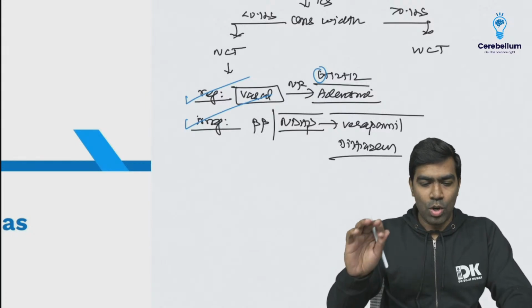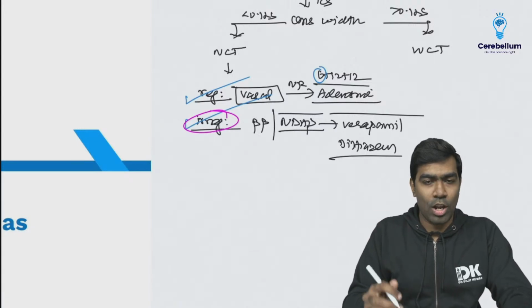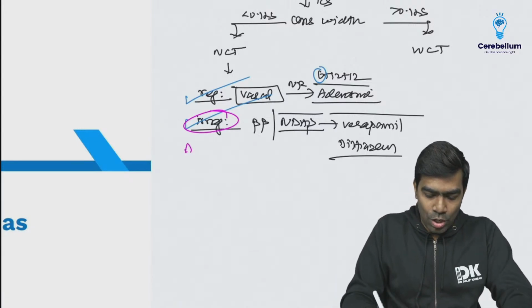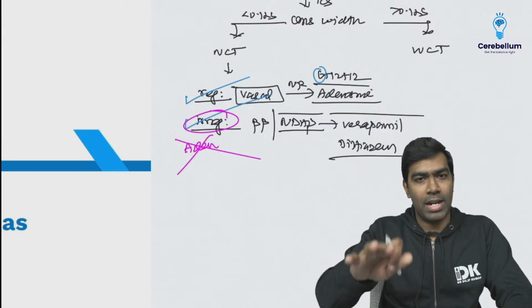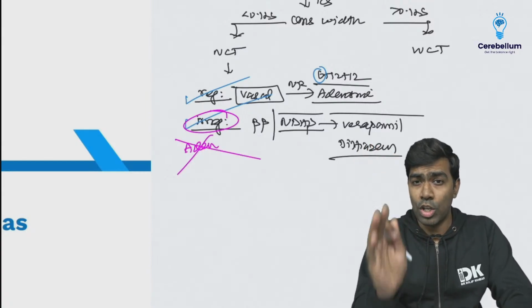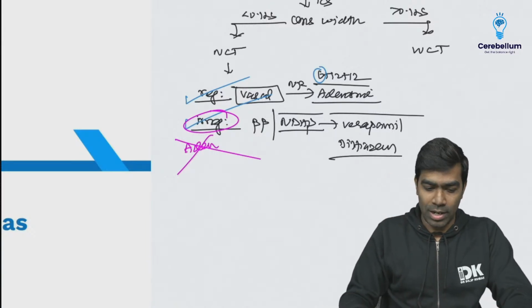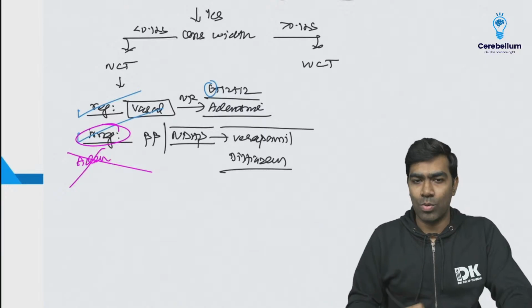One important golden point I can say is, in irregular narrow complex tachycardia or any irregular tachycardia, don't use adenosine. It's contraindicated. I'll repeat, any irregular tachycardia, don't use adenosine. If it's irregular, forget adenosine.